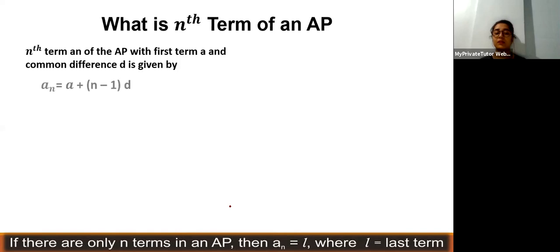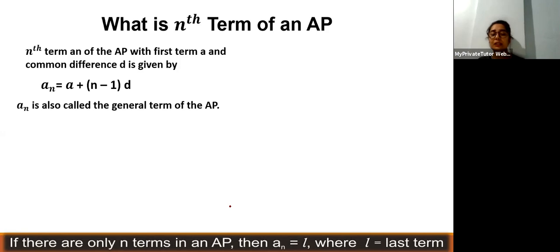How will you find the nth term? This is the formula that you'll have to use. An is equal to, n is any number. If you want to find the second, third, fourth, fifth, any term, you just have to put that number in place of n and you'll get the answer. So an is equal to a plus n minus 1 d. That is the formula. An is also called the general term of the AP.